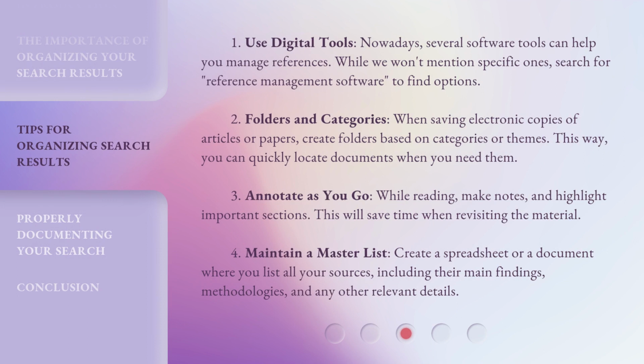1. Use digital tools. Nowadays, several software tools can help you manage references. While we won't mention specific ones, search for reference management software to find options. 2. Folders and categories. When saving electronic copies of articles or papers, create folders based on categories or themes. This way, you can quickly locate documents when you need them.